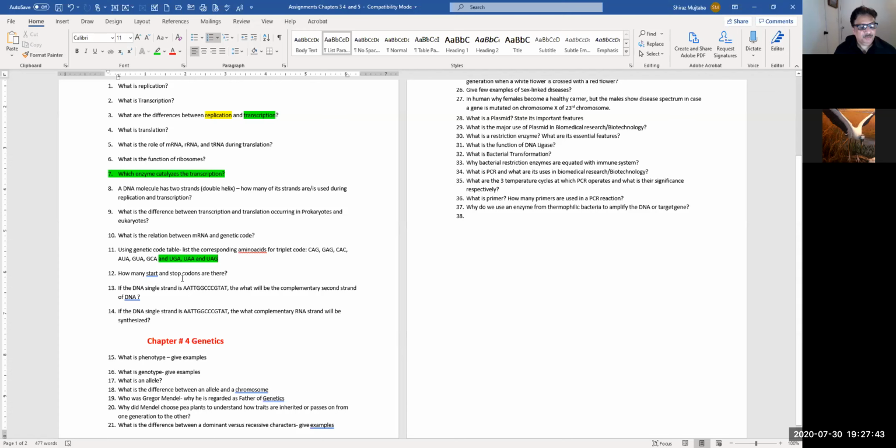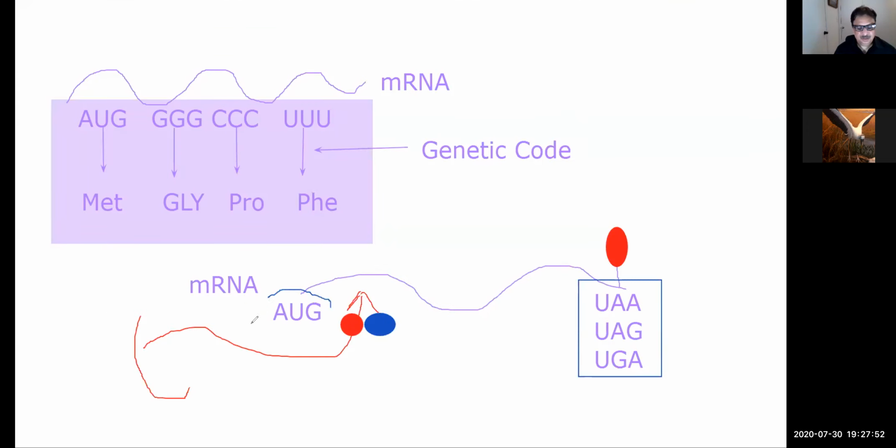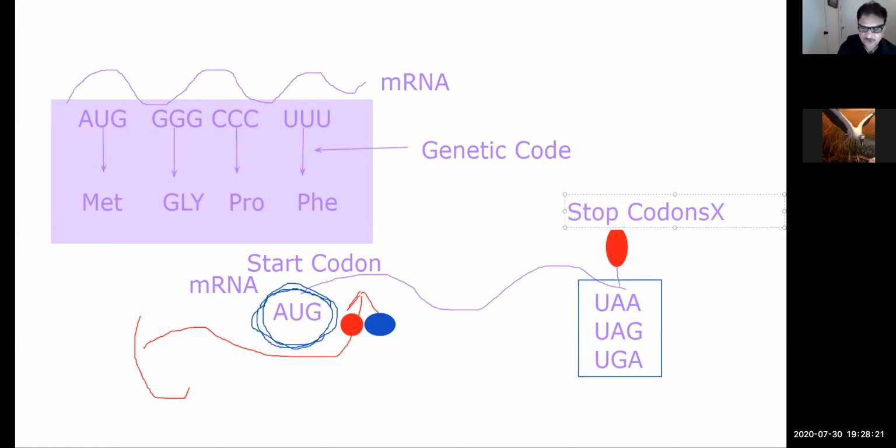How many start and how many stop codons are there? I just mentioned to you that in 99.9% of cases, the starting codon is AUG. AUG is called the start codon. There's only one start codon, and that is AUG. But there are three stop codons: UAA, UAG, and UGA.